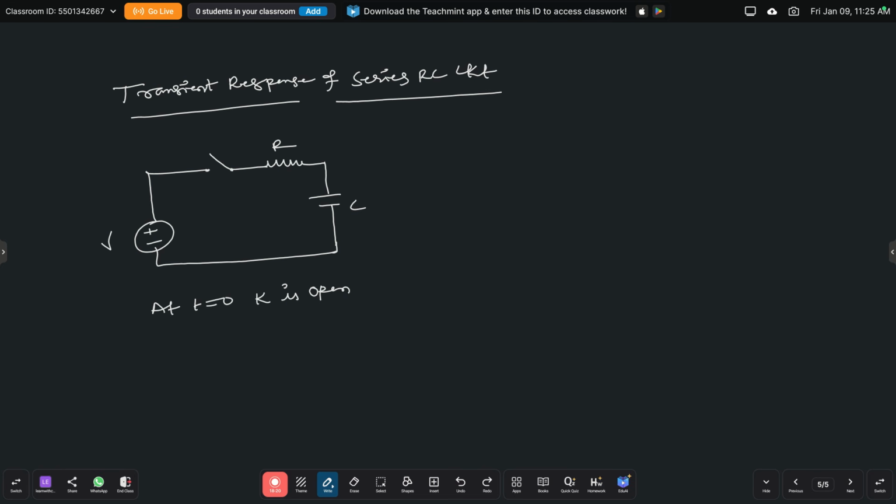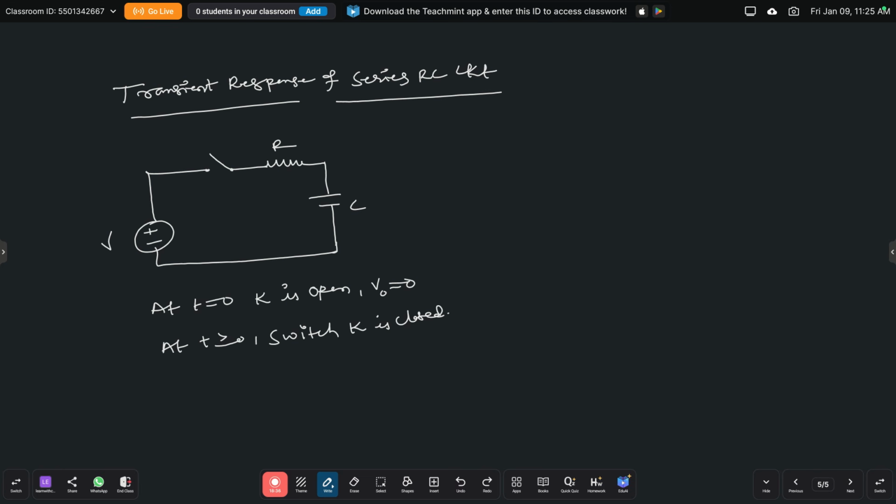The switch K is open. So when it is open, we get the voltage V naught equals 0. And at t greater than or equal to 0, the switch K is closed.